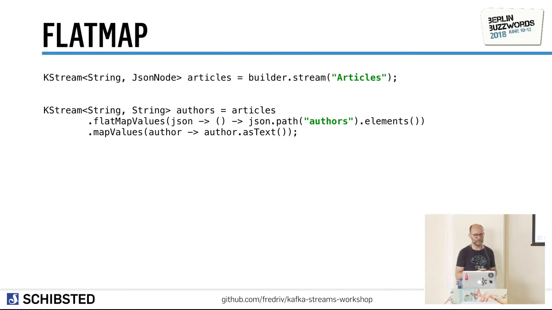Yes. Since I'm doing flat map values, I don't change the key. You have similar operations called flat map and just map that allow you to also change the key of the events. And I'll get back to that a little bit later. But as I mentioned, the key determines where your events end up, right? So if you change the key, you need to move them around, essentially. We'll talk a bit more about that later.